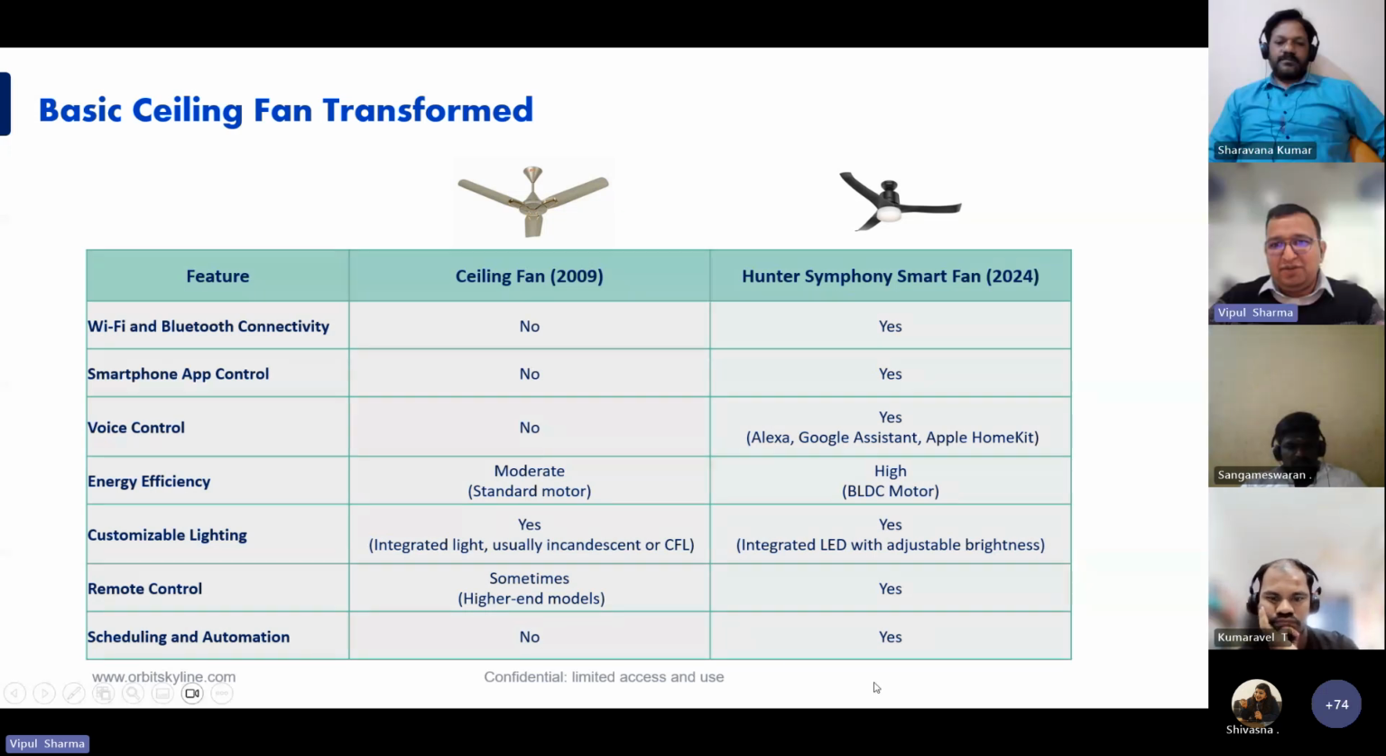I was surprised, because the main function of a ceiling fan is just to give you cold air, nothing else. But now we see all these features built into it. Why? Because this is what people demand, or this is what our technology has enabled it to do. So a simple ceiling fan has transformed into a high-tech gadget. This is what electronics has done, what semiconductors have enabled.